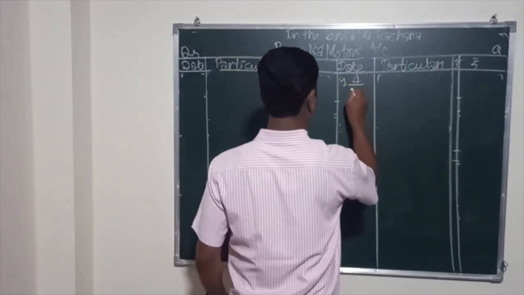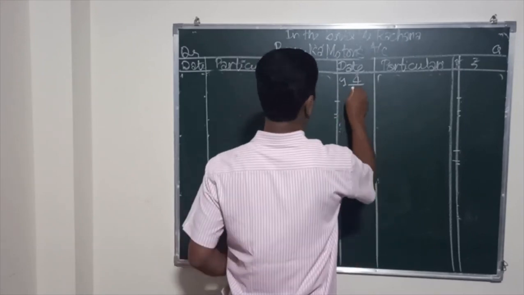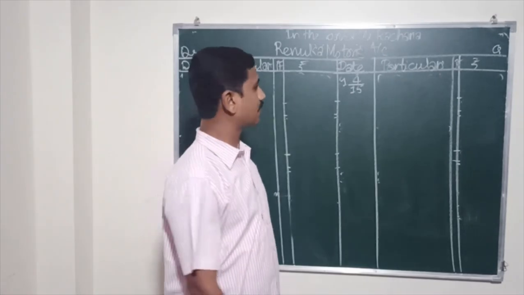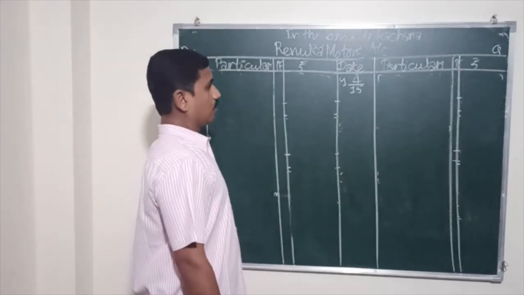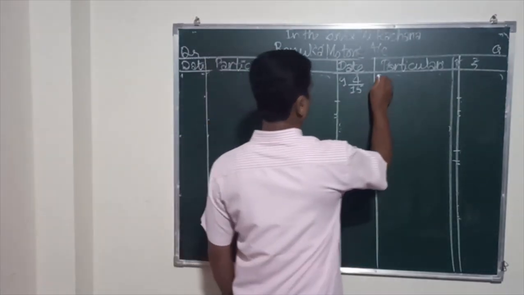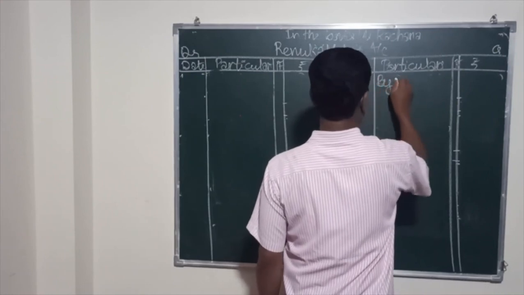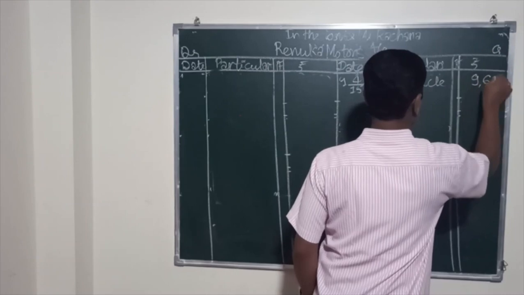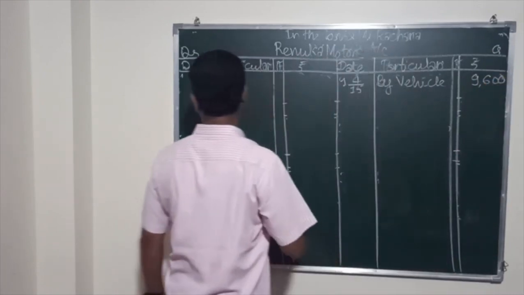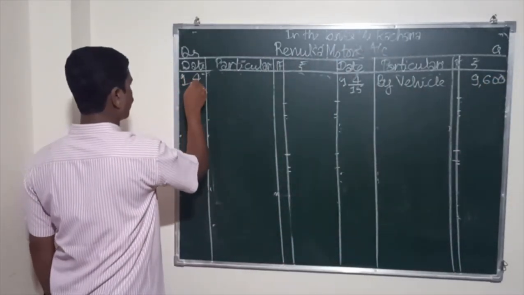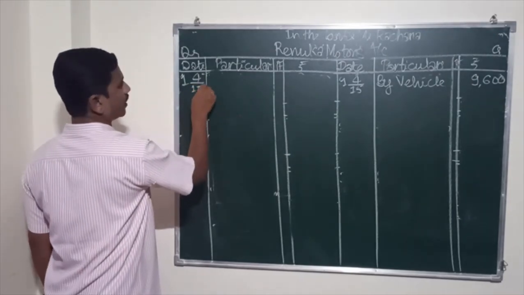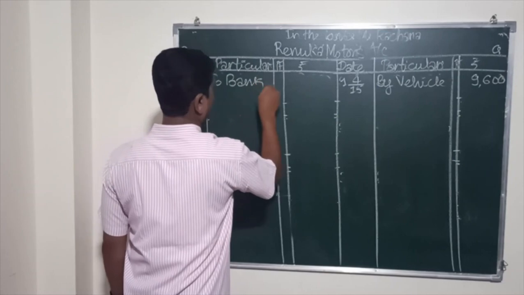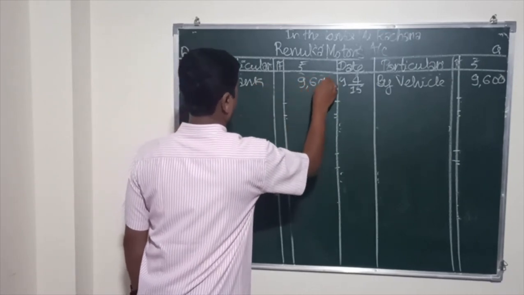So when the initial payment is due for payment, on 1/4/15, when the initial down payment is payable, then the entry will be vehicle account to Renuka Motors. So Renuka Motors account is credited by vehicle account. So the initial down payment here is 9,600. When this is paid on the same day, on 1/4/15 itself, then the entry will be Renuka Motors account debit to bank account. So 9,600.